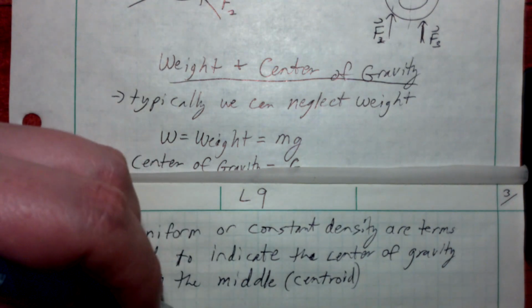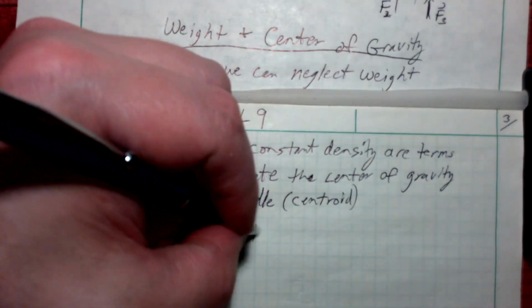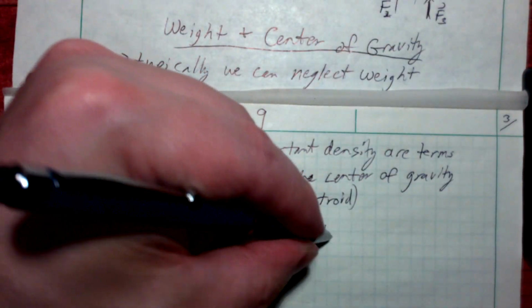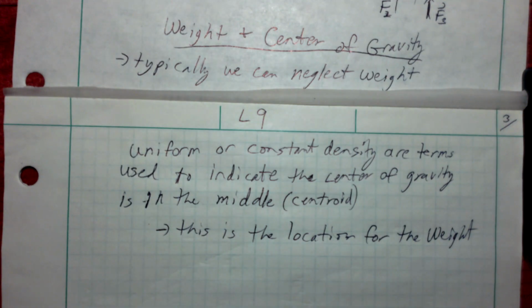And what that means is this is the location for the weight. Where do you apply the weight? Because now, again, because we're dealing with sum of moments, and those moments have moment arms, meaning I need to know distances and locations of forces. All that means where do you locate the weight? Well, you locate it at the center of a uniform structure, a uniform shape.